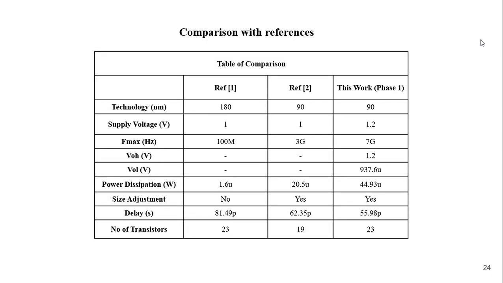So this is the comparison with the references. The work which we have presented in phase 1 has achieved 7 gigahertz of Fmax, while one of the references is at 100 megahertz and the other at 3 gigahertz. We have also adjusted the transistor size, and the power dissipation for high frequency operation is quite good, only 44 microwatts with a delay of 55 picoseconds, which is the least among all the references. So we can say that we have provided a little better output than the references.